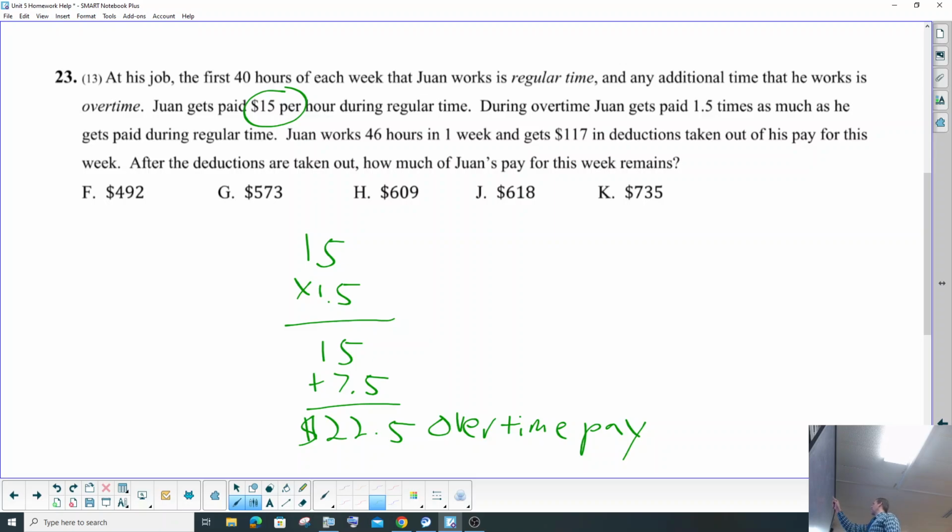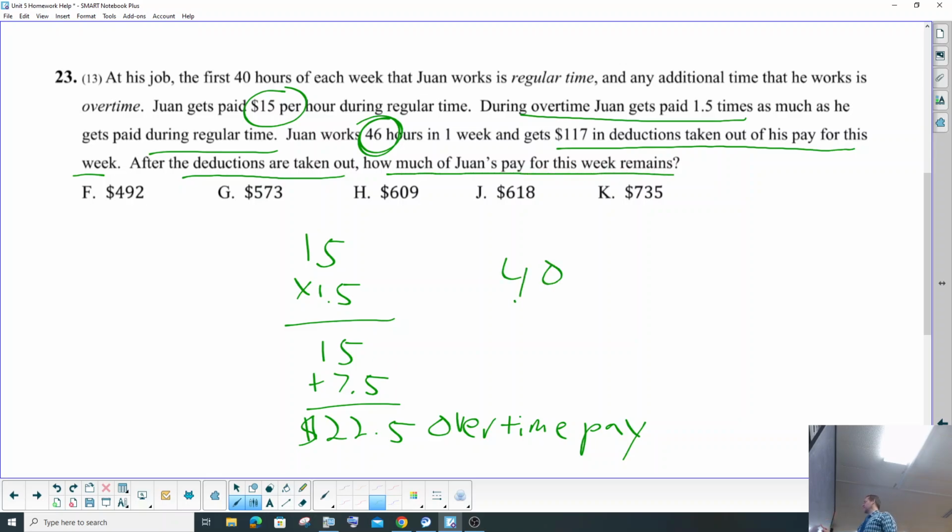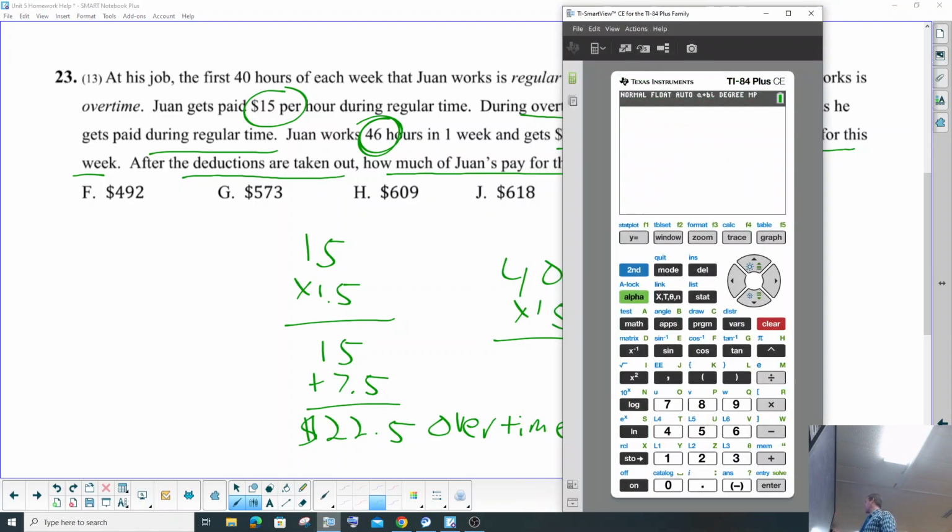Okay, so during overtime, one gets 1.5 times as much. During regular time, one works 46 hours in 1 week and gets $117 in deductions taken out of his pay for the week. After deductions are taken out, how much does he get? Well, let's see. Pause me, try it on your own.